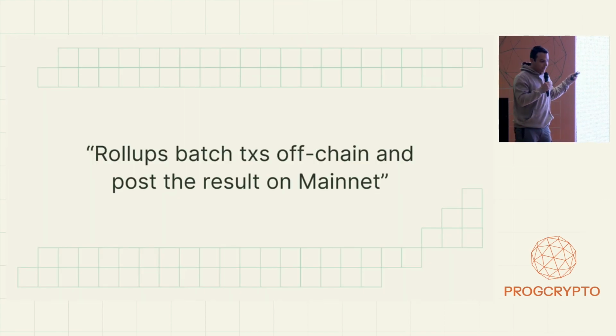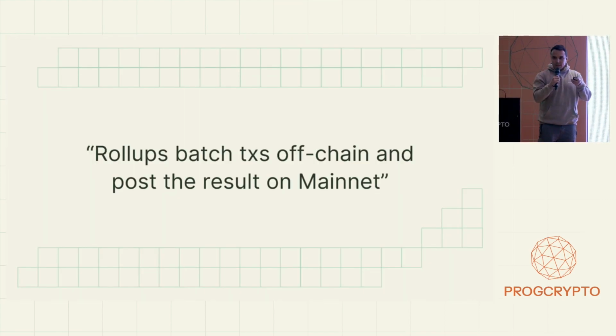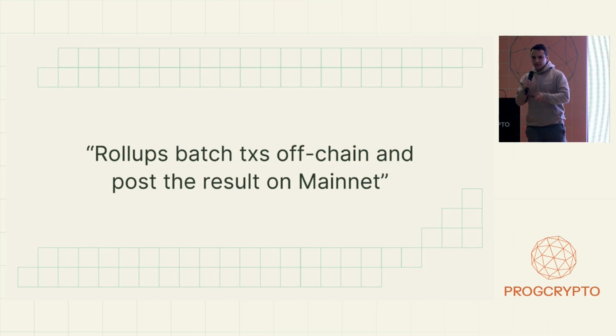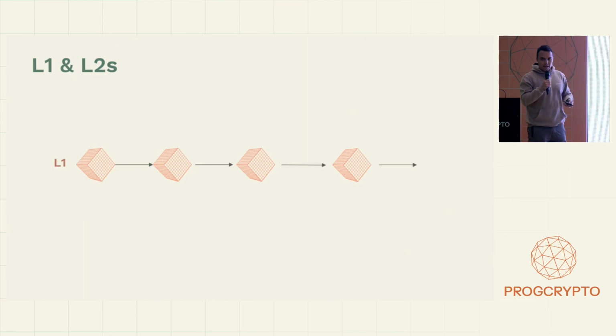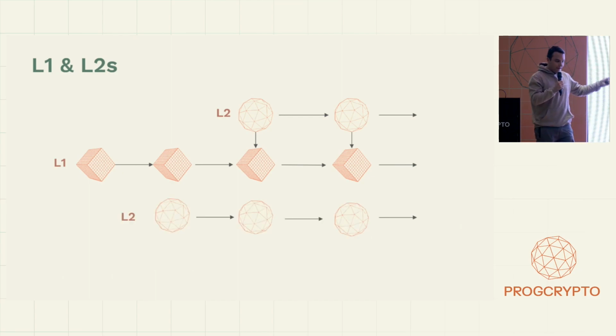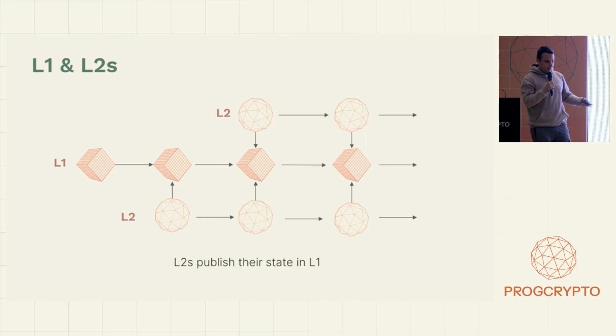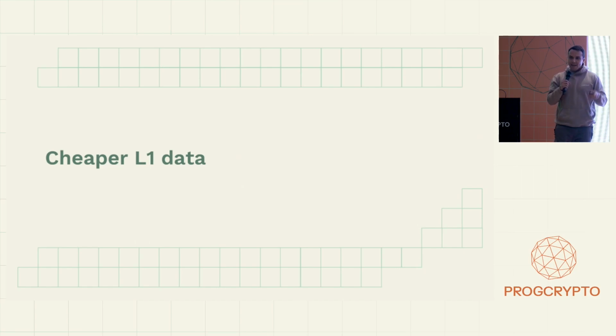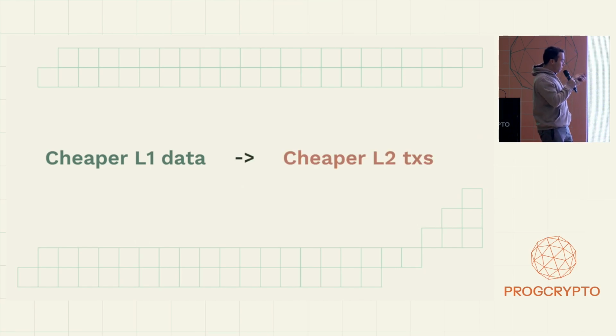Remember the rollups take transactions and from time to time publish these transactions on the mainnet, right? So we have the mainnet, and there are also chains that from time to time will be putting their states, their data, their transactions, etc. on the mainnet. There could be many layer 2s pointing to Ethereum mainnet, and all these layer 2s will publish their state on layer 1. The thing is that if we get cheaper L1 data, we could get cheaper L2 transactions.